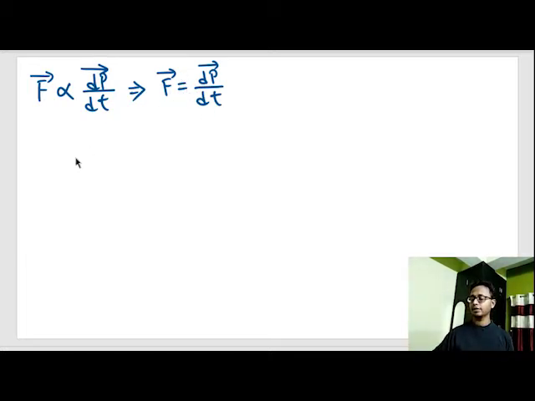Okay, now what do we know momentum as? A few minutes earlier I said the definition of momentum. Momentum was nothing but the product of mass into velocity.